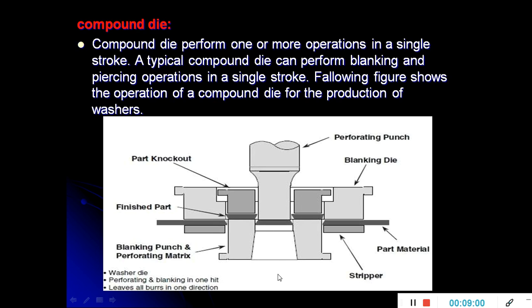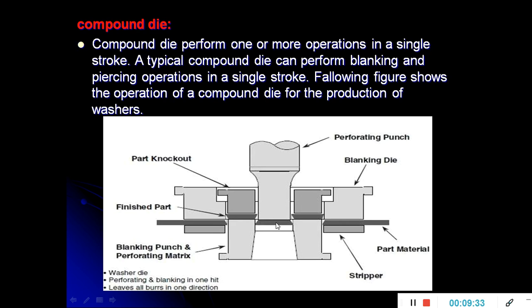The difference between the progressive and compound die is that here both the punching operation and the blanking operation are done in only a single stroke. Initially the sheet metal is placed over the blank punch, right, on the blank punch, and the perforating punch is applying the pressure. When the perforating punch applies the pressure on the sheet metal, it removes the material. So this part is the waste part, right?